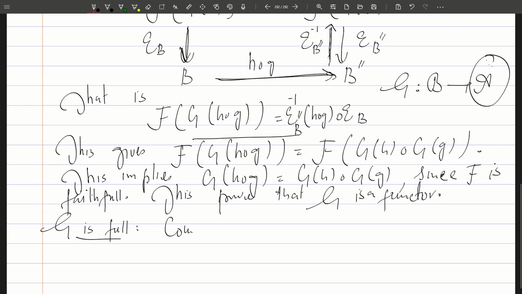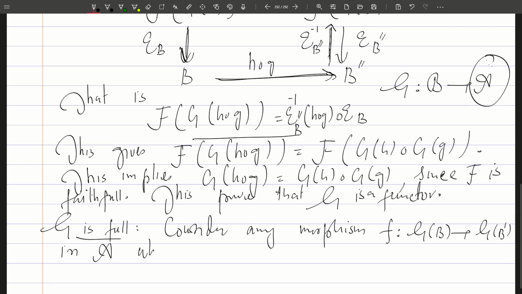So consider any morphism, say f from the object GB, one should know that GB is an object in A, to GB prime, which is also an object in A, where B and B prime are objects in category B.